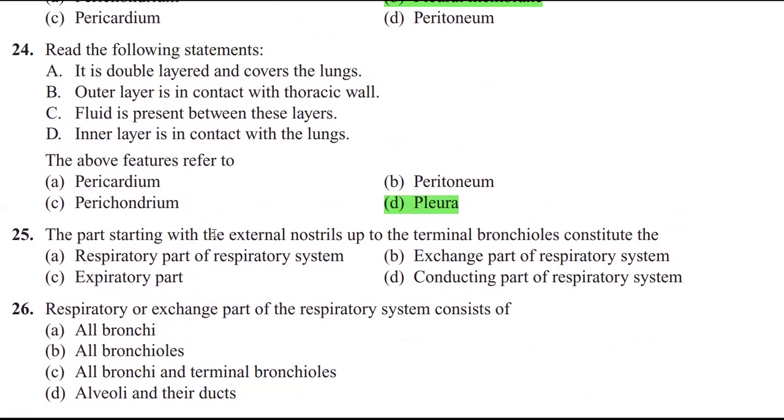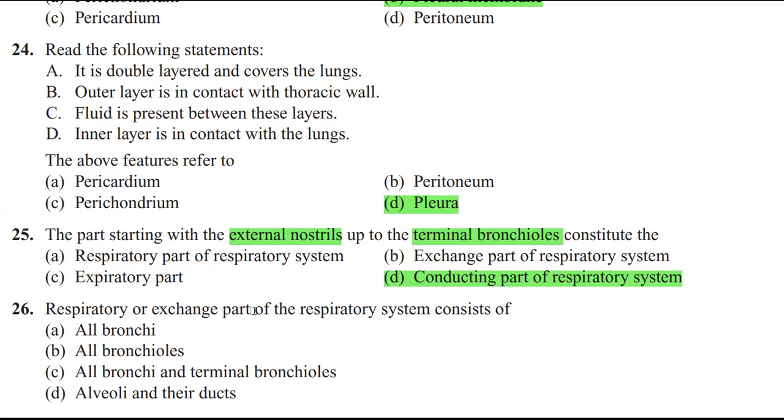The part starting with external nostrils up to the terminal bronchioles. I said many times, right? The part starting with the external nostrils up to the terminal bronchioles constitutes the respiratory part of respiratory system, exchange part of respiratory system, expiratory part, conducting part of respiratory system. So the correct option is conducting part of respiratory system.